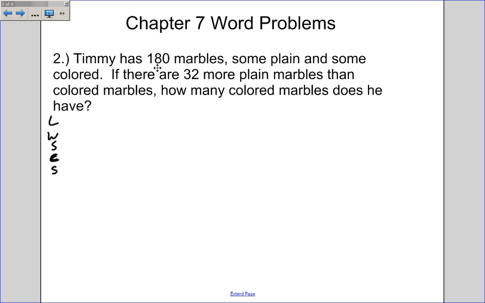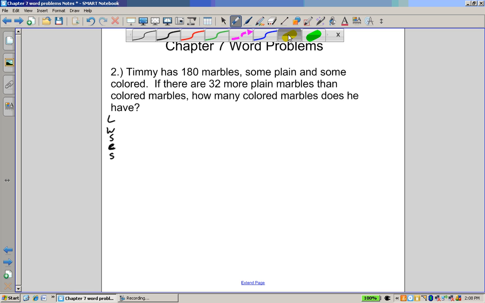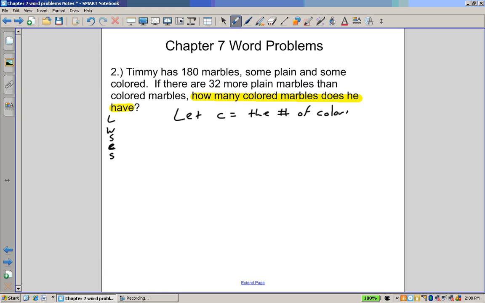We're going to let. Let's go straight to the question. How many colored marbles does he have? That's the question. Well, it looks like in this situation, we're probably going to need both plain marbles and colored marbles. So I'm just going to say let C equal the number of colored marbles. And I'm going to let P equal the number of plain marbles.